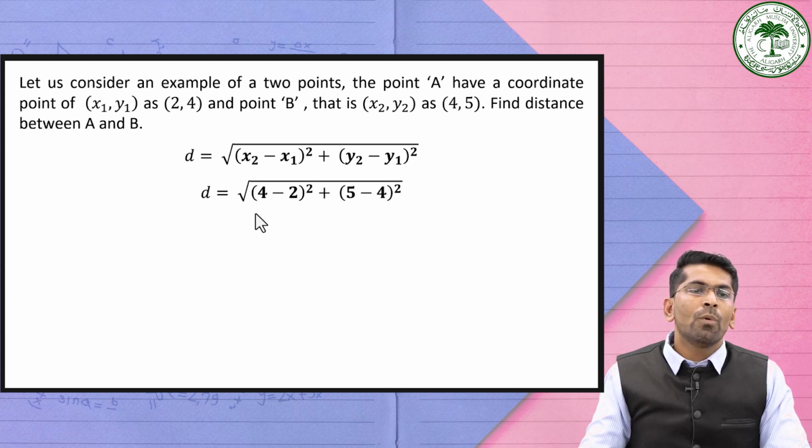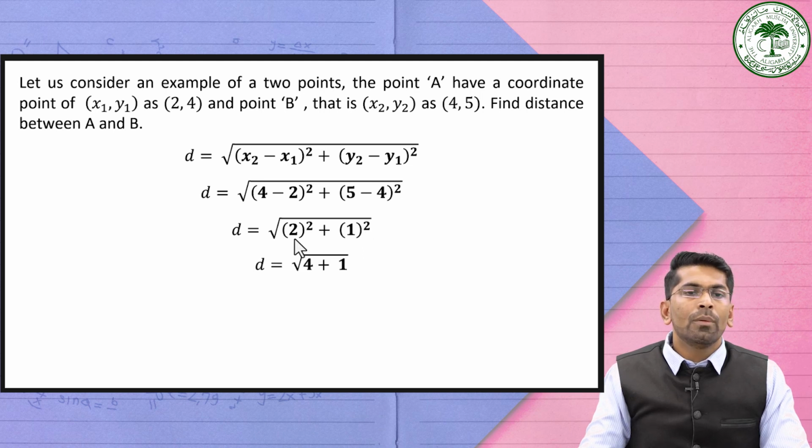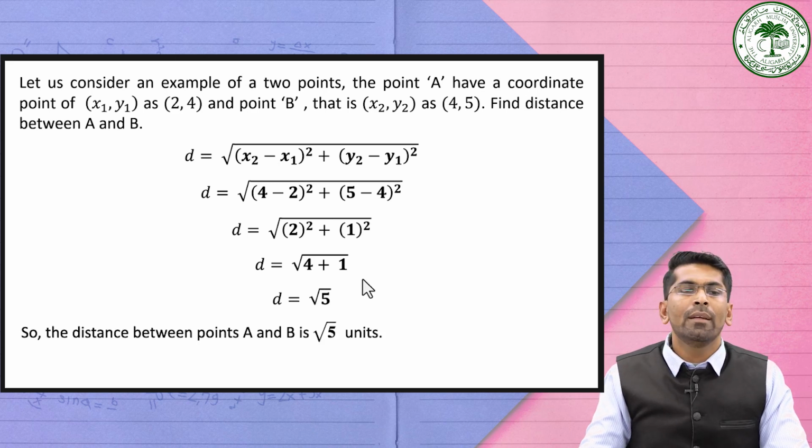If you go for solving it, then d is equal to 4 minus 2, which is 2 square, plus 5 minus 4, which is 1 square. 2 square is equal to 4 and 1 square is equal to 1, so under root of 4 plus 1, which is equal to under root of 5. And what is this root 5 showing? This is the distance between point A and point B, which is root 5 units. It is root 5, not 55. It is root 5 units.